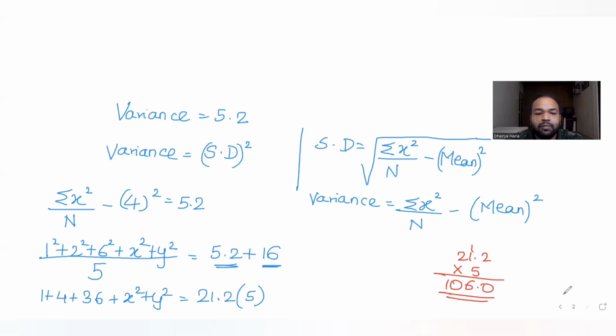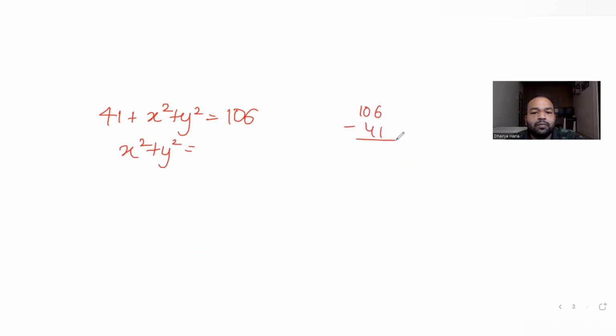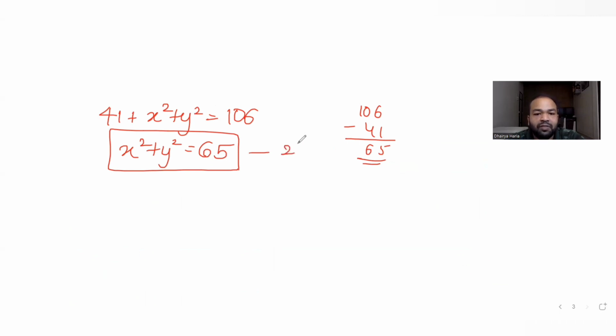So basically it becomes 41 plus x square plus y square is equal to 106. So x square plus y square becomes 106 minus 41, which is 65. So the sum of the squares of the remaining 2 observations is also 65. This is our second equation. Now let's try to solve this.